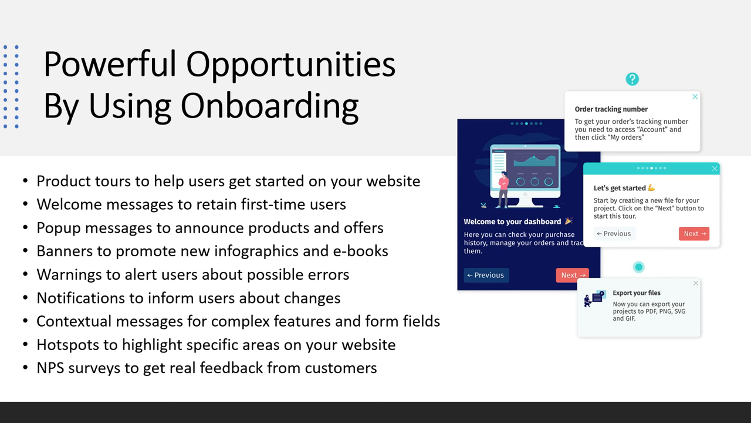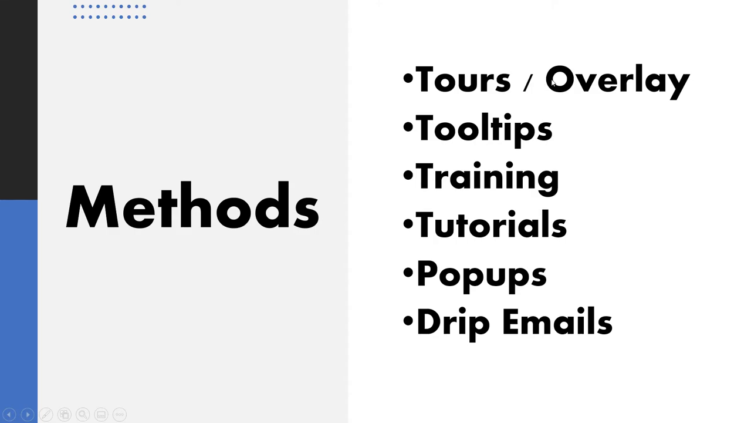If you did miss any of the other onboarding stuff that we've been talking about, please go back and look at the previous webinars. There's a lot of good content in there as well. These are some of the things that we've been going over. We went over tours, training, tutorials before, and next week we're going to get into tooltips and pop-ups. But last week, we talked about drip emails. We're going to continue on the email trail today by talking about email settings.